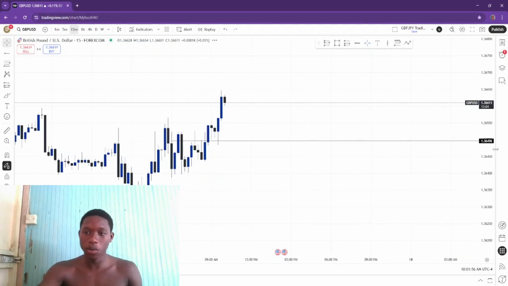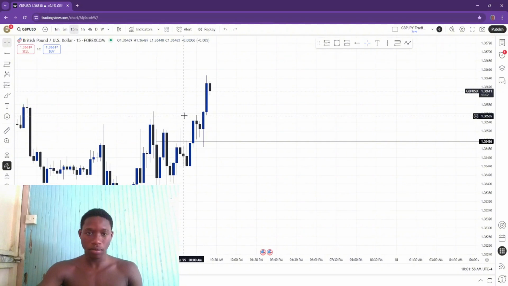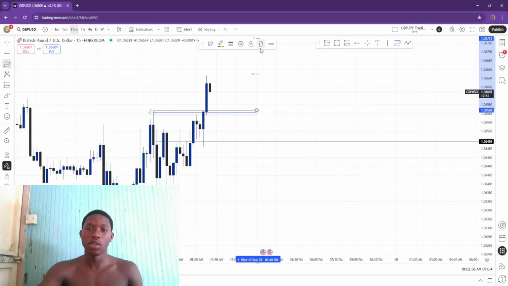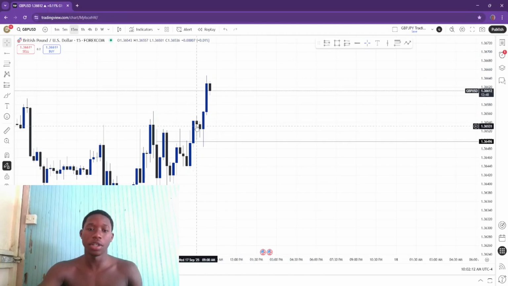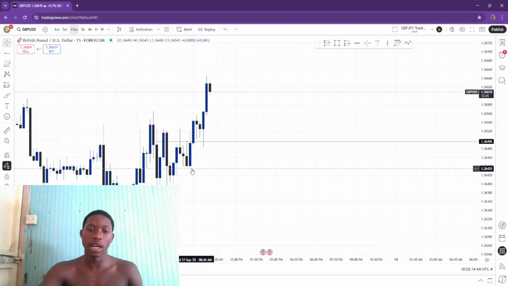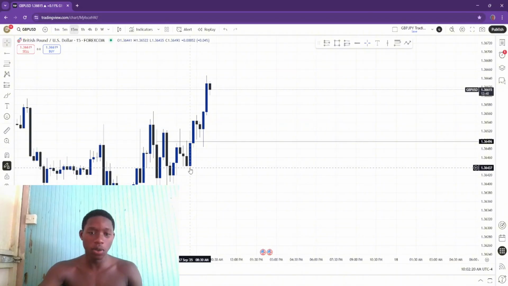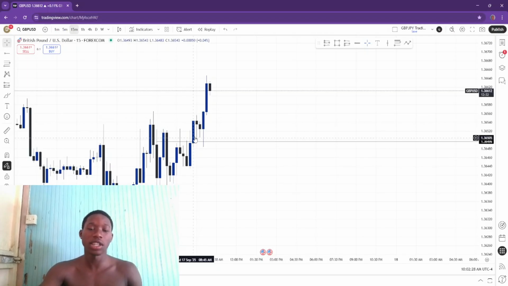So on the 15 minute, we're going to find an equilibrium line, which is this line right here. I already drew it because I was way ahead of time. That's the halfway point of that trend. We see a higher high, a higher low, and then a low, and then a high. So we just mark the halfway point of that price action, and then anything above that we sell, anything below that we buy.